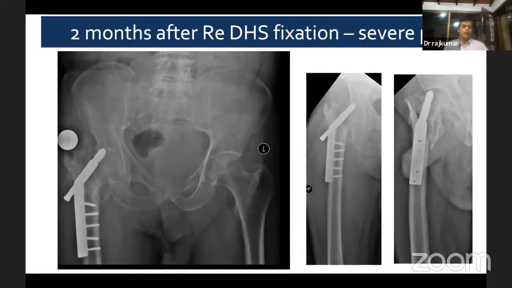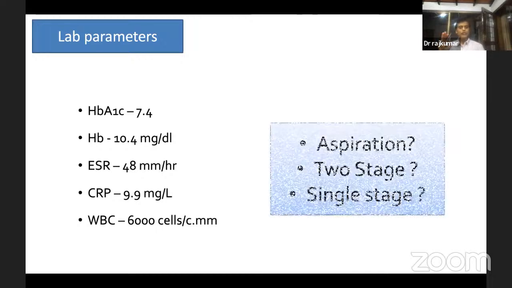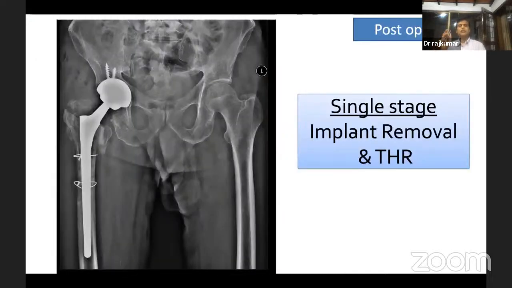Now the patient has already undergone two major procedures at the age of 72, diabetic, rheumatoid arthritis patient, and came to me. So what else to do? You have to rule out infection. I took the blood parameters. Only CRP was 9.9, ESR 48, WBC 6000. HbA1c was 7.4, reasonably okay. So aspiration, two stage, single stage. Here, since the parameters were normal, I went ahead and did a single stage total hip replacement.